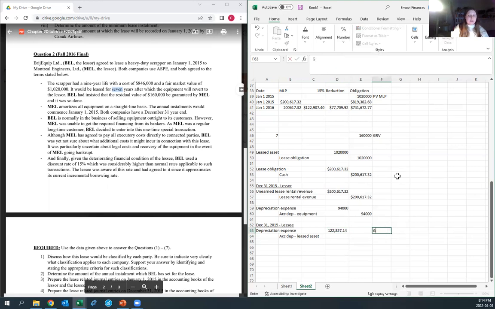So here, since it's a guaranteed residual value, it's the book value. Well, I guess the cost minus the guaranteed residual value divided by the lease terms. Then the interest expense and interest payable, because they're only going to pay it on January 1st, 2016, is 122,000 here that we calculated in the table.